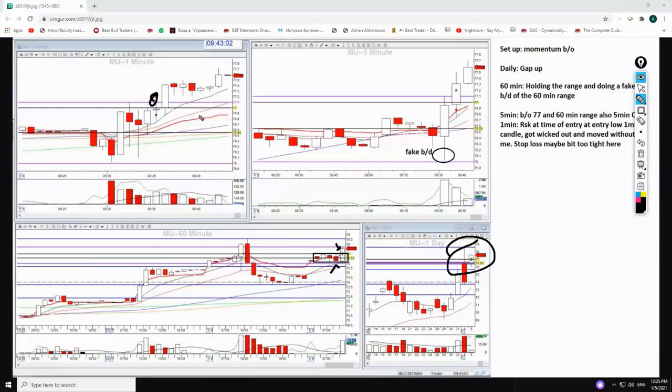Now, Thomas took it to the long side. Your entry was good, but unfortunately, your stop loss wasn't ideal. This is what's holding, right? This is the breakout. This is the stop loss.